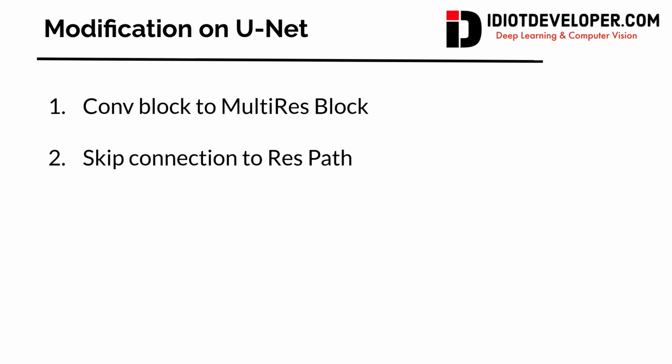First of all, the normal convolution block which is used in the UNET is now changed to the multi-res block. And second, the simple skip connections are now changed to the res path. Some additional things are introduced to improve the features and improve their performance.